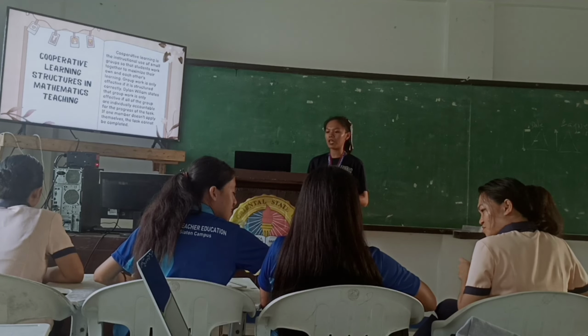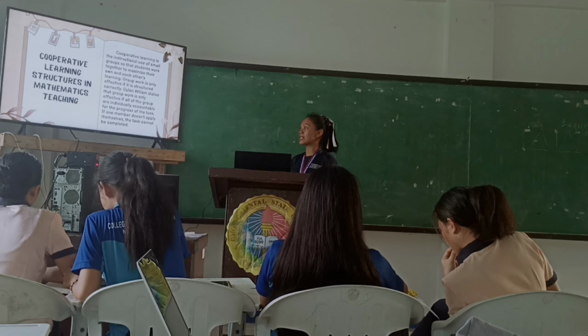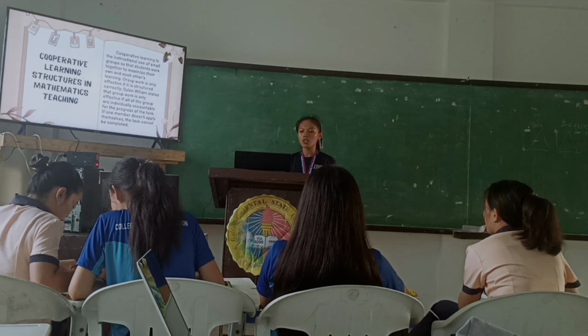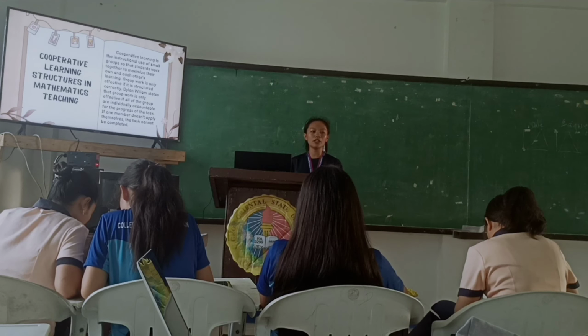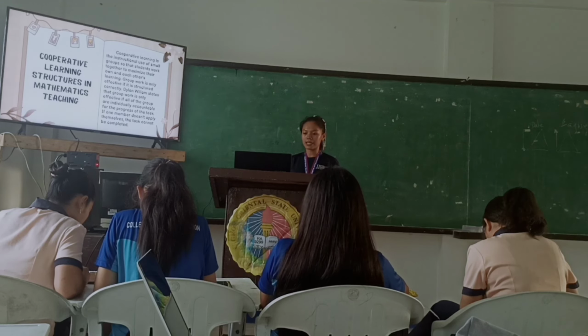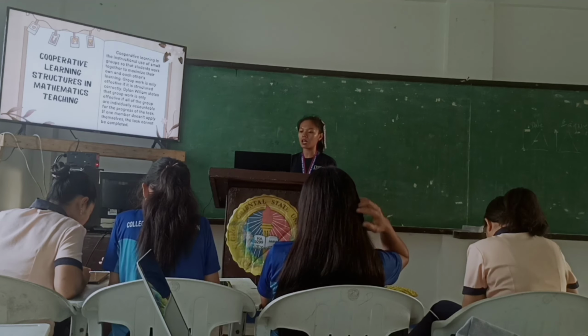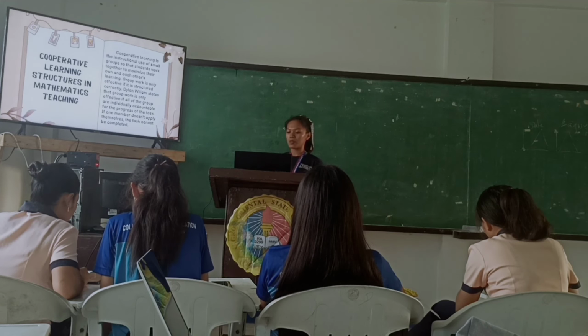So for now, let us delve deeper into our understanding of this lesson. Our topic for today is all about cooperative learning structures in mathematics teaching. So cooperative learning is the structural use of small groups so that students work together to maximize their own and each other's learning. Group work is only effective if it is structured correctly. According to Dylan Williams, group work is only effective if all of the group are individually accountable for progress of the task. If one member doesn't apply themselves, the task cannot be completed. So do you understand, class?